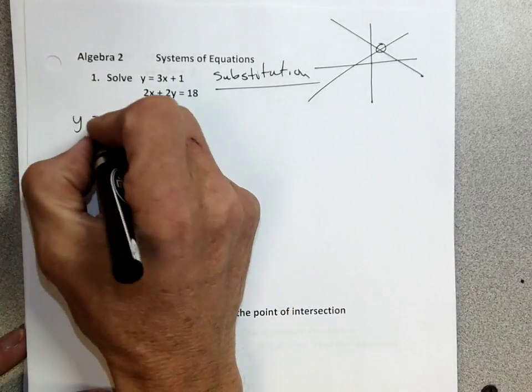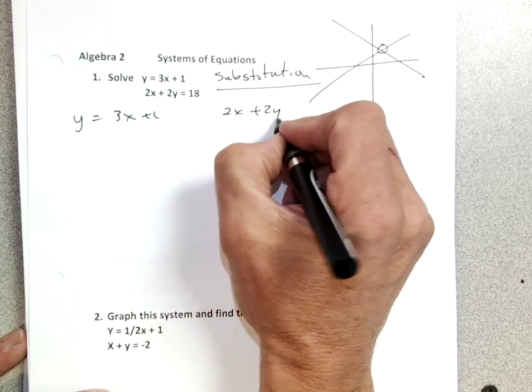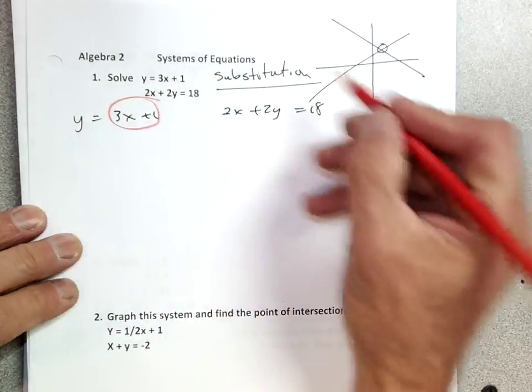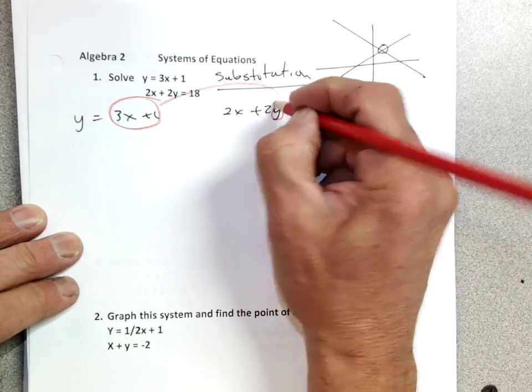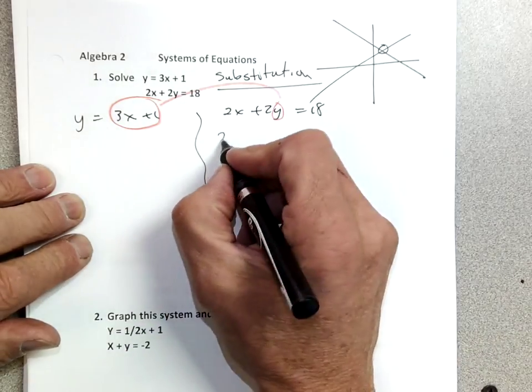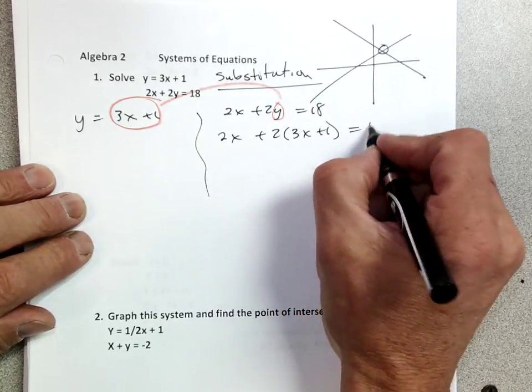I'm going to write y equals 3x plus 1, and I'll write the 2x plus 2y equals 18, okay? So when I do the substitution, I like to write them side by side so I have room to work. I can plug one into the other, solve it, and then plug it back into the other, okay? So if I know that y is equal to 3x plus 1, then in the second equation, instead of writing y, we're going to write our 3x plus 1. So I'm going to write my 2x plus 2 times 3x plus 1 equals 18, okay?